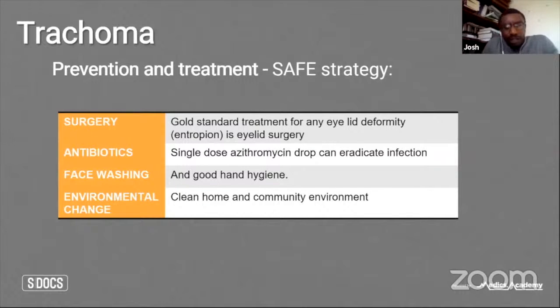But more importantly in this case is still the prevention, because it is so simple: good hand hygiene, good face hygiene, and environmental change, and good education within the population to know how serious this disease is, and that they may unfortunately be carrying it or be at risk of it as well. So they may just have to observe that good hand hygiene and face washing.